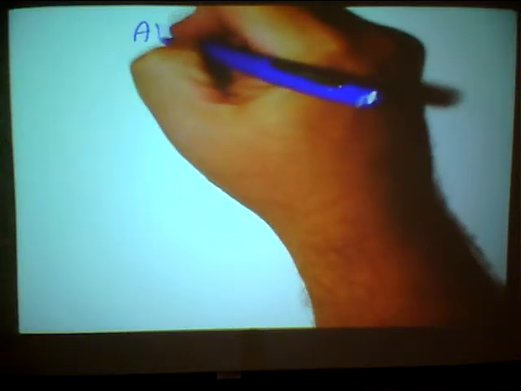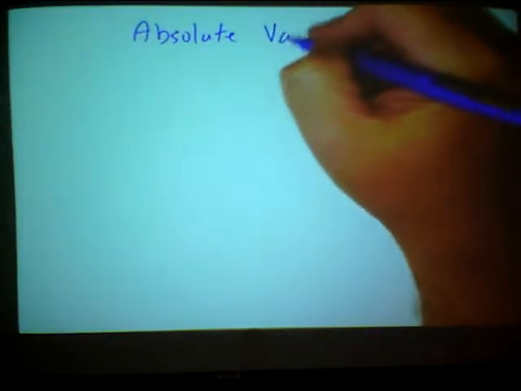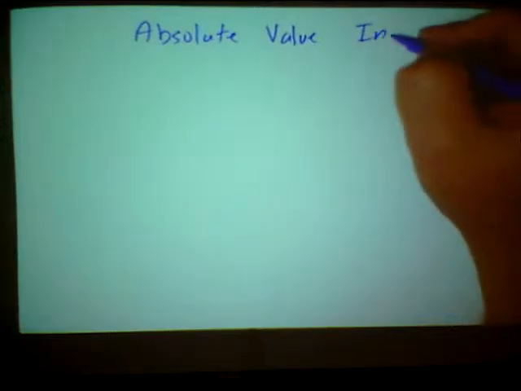I want to do some problems out of the second half of section 2.6, and these problems are going to be absolute value inequalities.